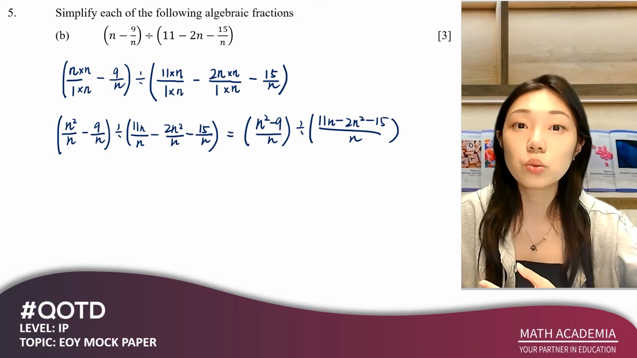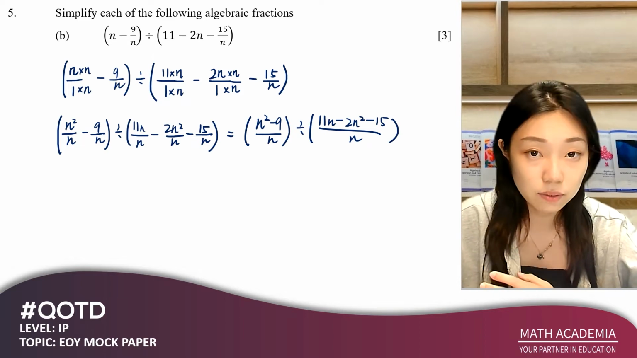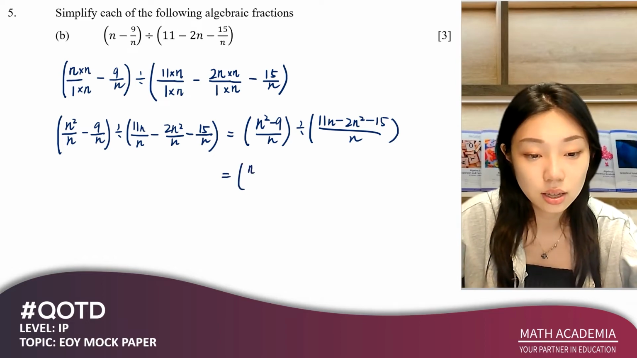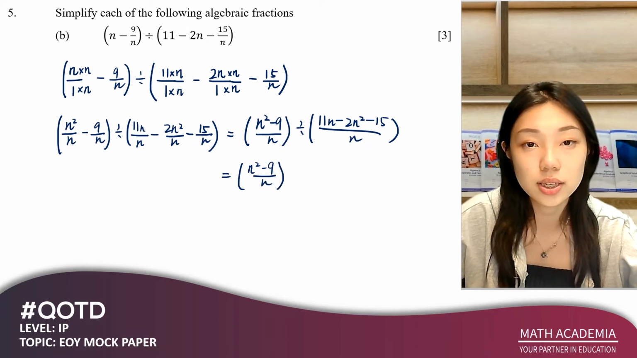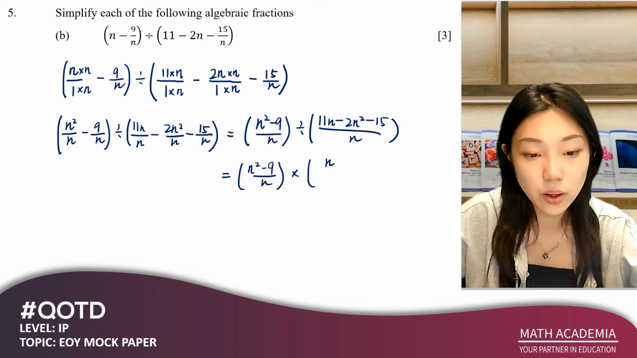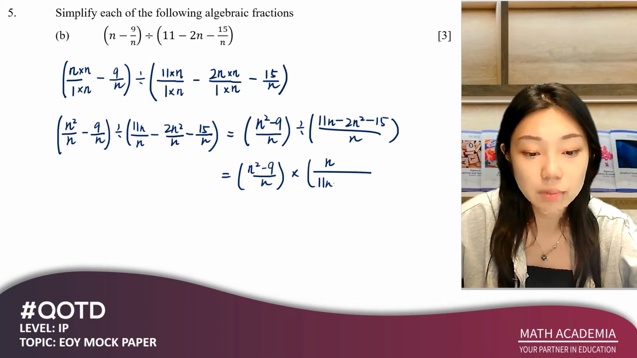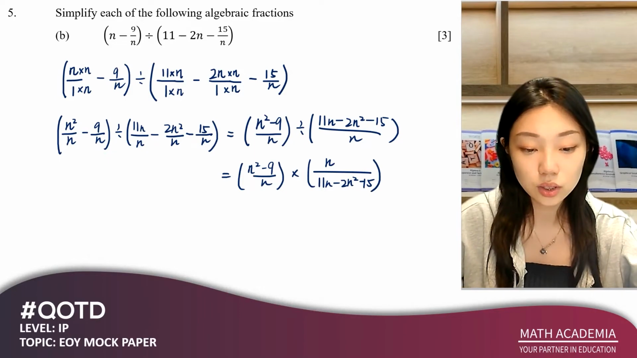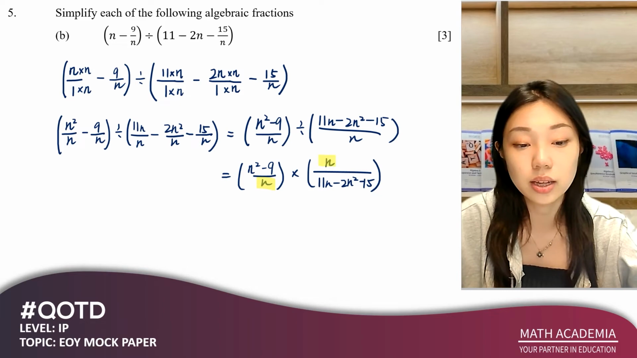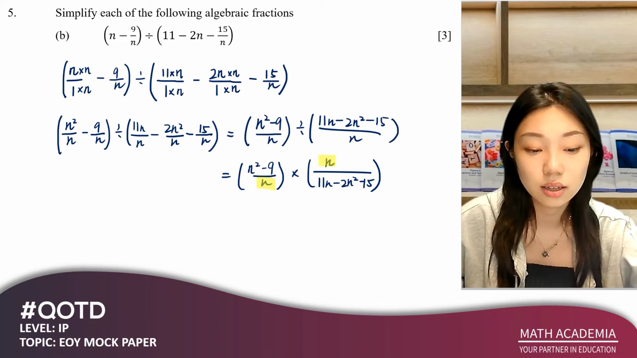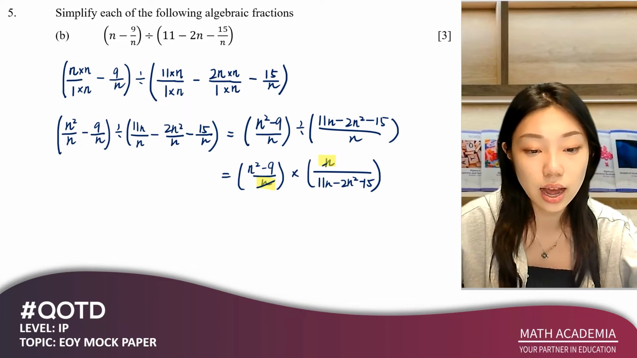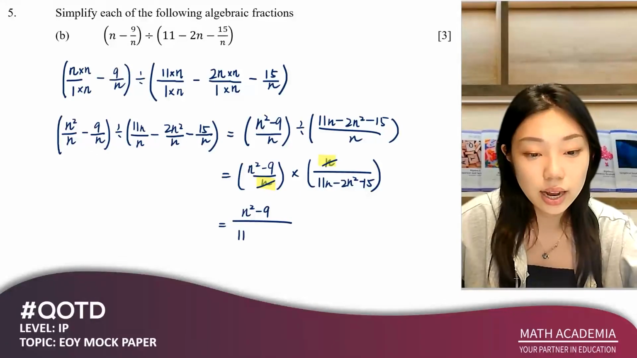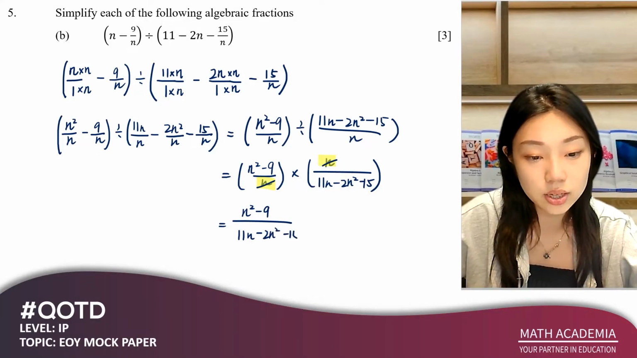Okay, so what is a rule we have learned with division? When I divide something by a fraction, I can change it to a multiplication sign. But what happens to my fraction afterwards? I flip my fraction, right? So I have n over 11n minus 2n squared minus 15. So with this expression, do you realize we have something similar in our numerator and denominator? Okay, so this is a clue that we can cancel it out. We can simplify this as n squared minus 9 over 11n minus 2n squared minus 15.